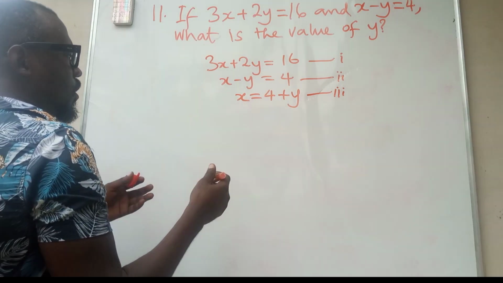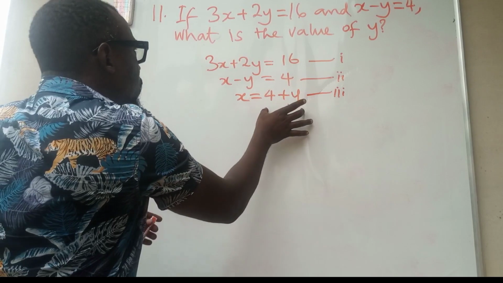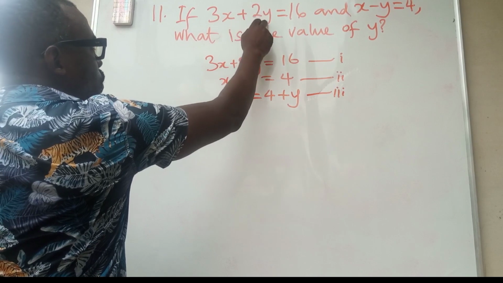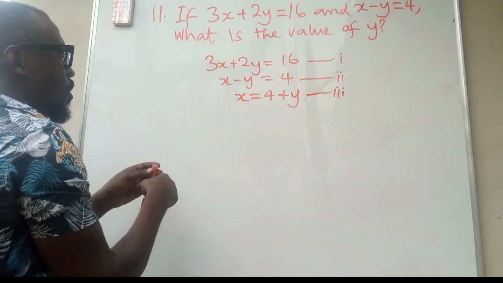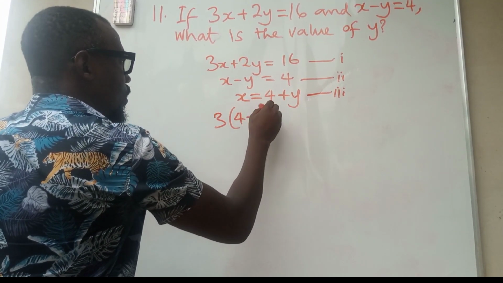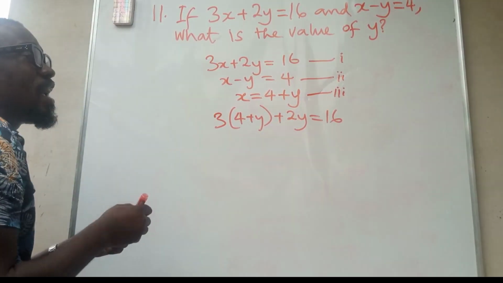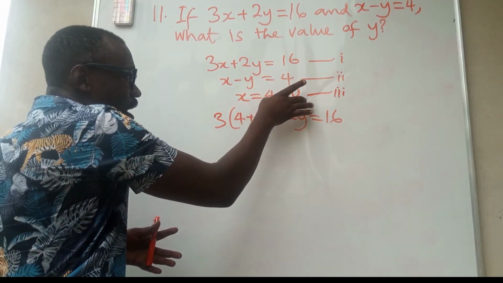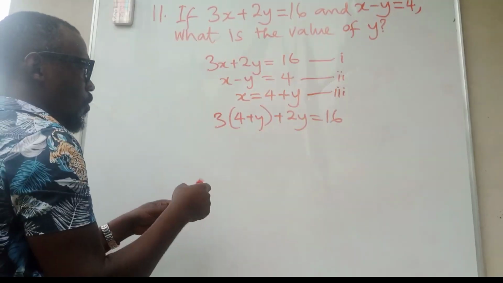Then the next thing for us to do is to carry this value and substitute it into x. Don't forget 3x plus 2y equals 16. So we are going to carry this value and put it here. This is going to be 3 times (4 plus y) plus 2y equals 16. We have not done anything spectacular. What we did is we carried this value, which is our x, into x.